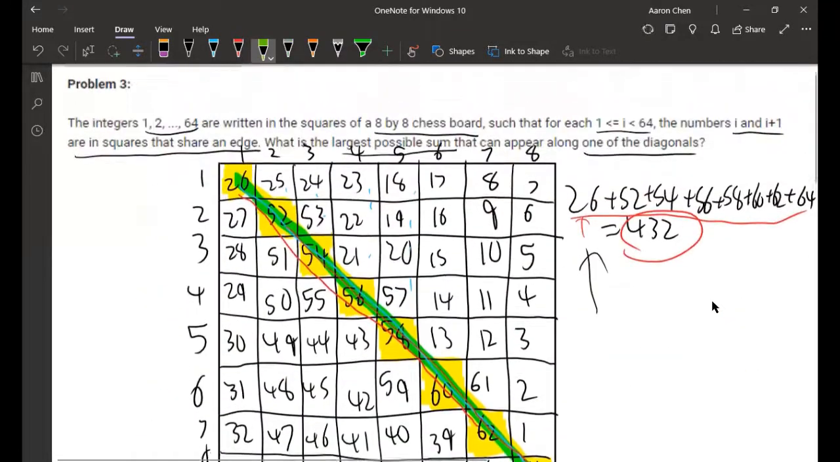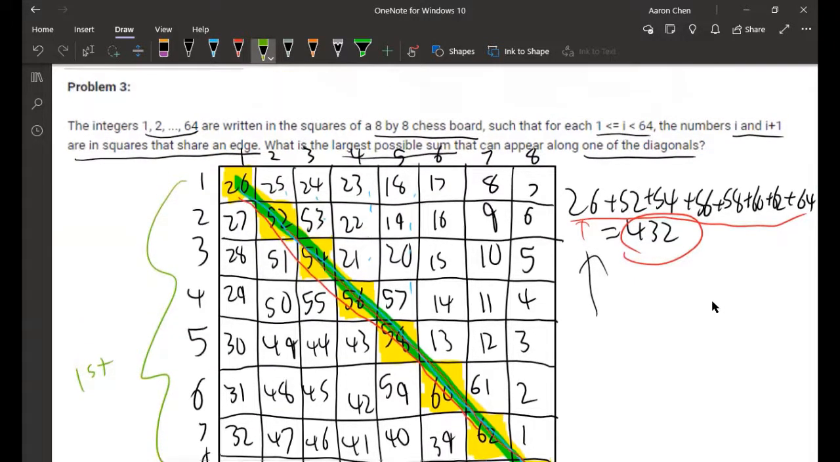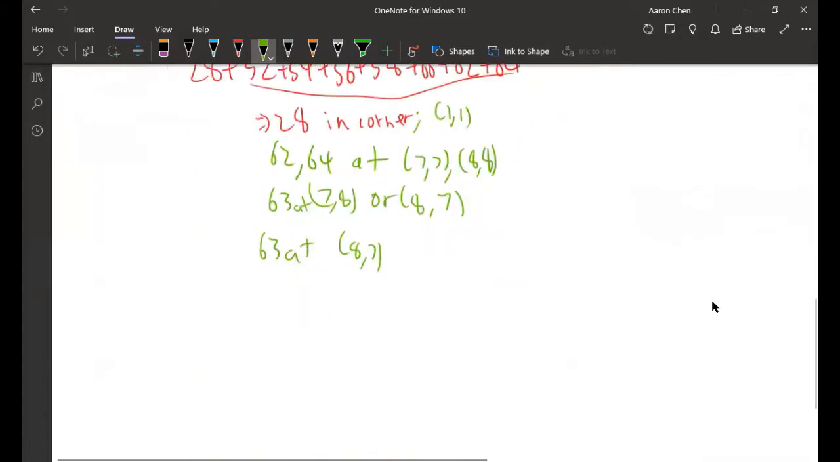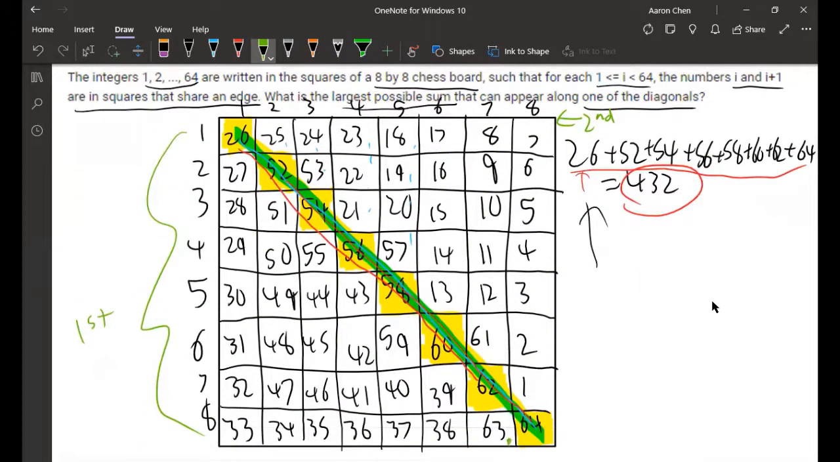And if you want to know how to read these coordinates, the first number is going by here, and the second number is the number up here. And so 63 is at (8, 7) here.